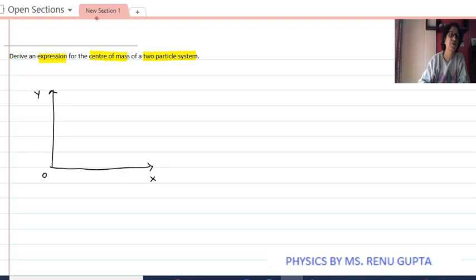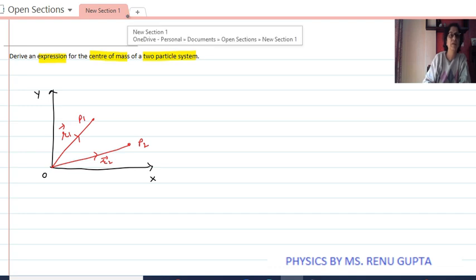The position vector of the first particle, this is particle P1, is R1, and this is another particle P2 whose position vector is given by vector R2. The mass of particle P1 is say M1 and that of P2 is M2.